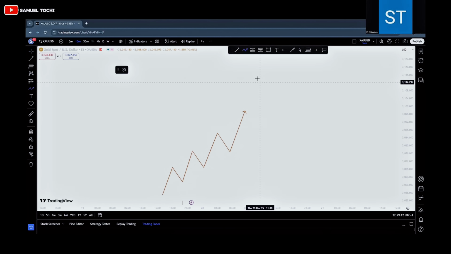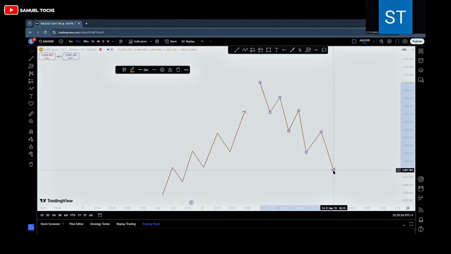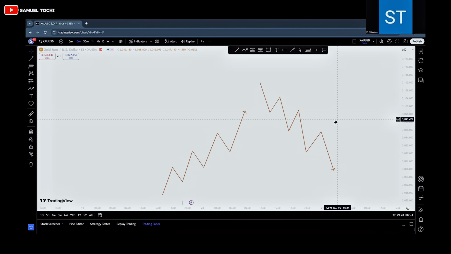In a downtrend, what happens? The market does quite the opposite. It creates a series of lower lows and lower highs. Why is it a lower low? Because this new low is lower than the previous one. And lower high. So that's how the market creates the structure in a downtrend.